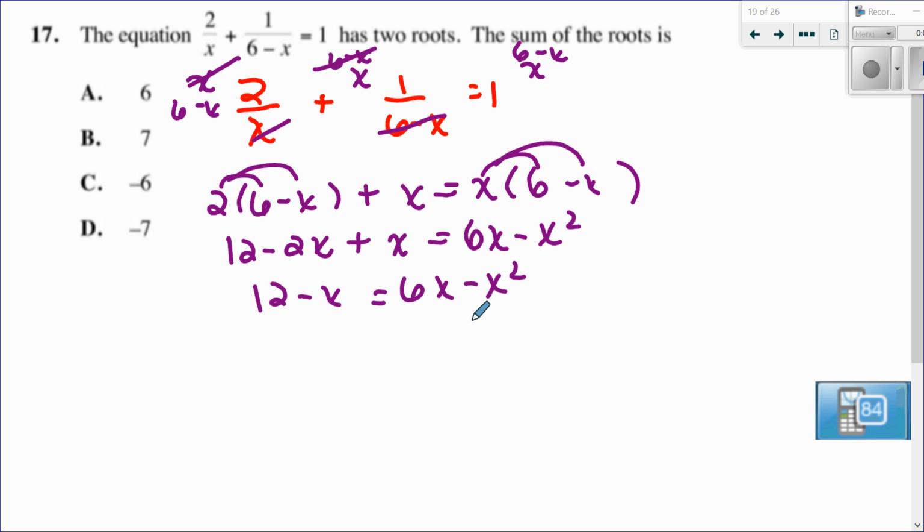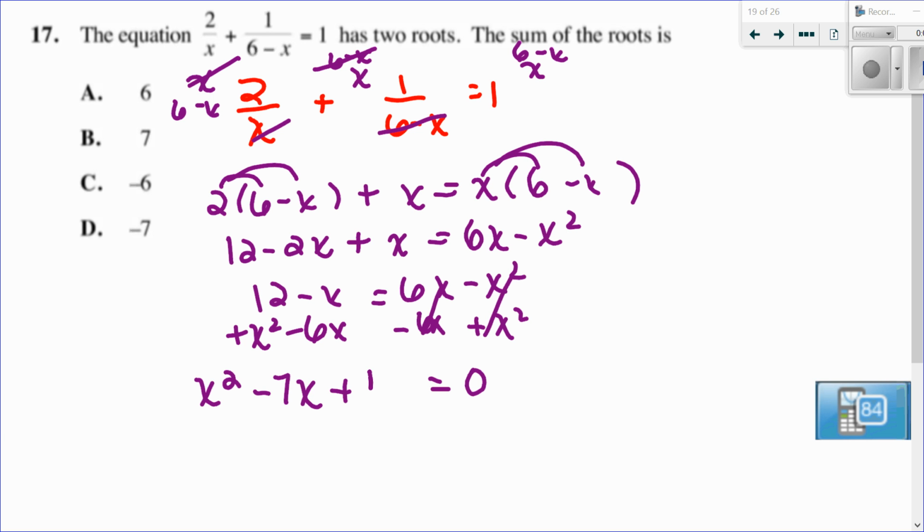So I have a quadratic, so I want to set it equal to 0. Since my quadratic starts with a negative leading coefficient, I'm going to add it to this side to make it positive. Okay, so 6x take away 6x is 0, x squared take away x squared is 0. This is all set to 0. So on this side I have x squared, negative 6x, and negative x is negative 7x plus 12.